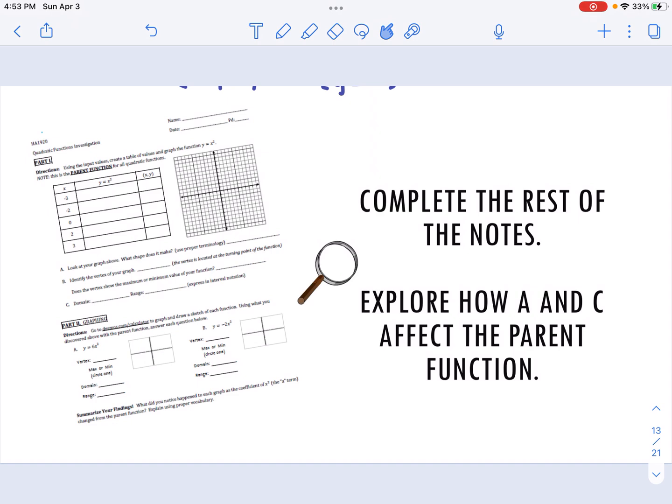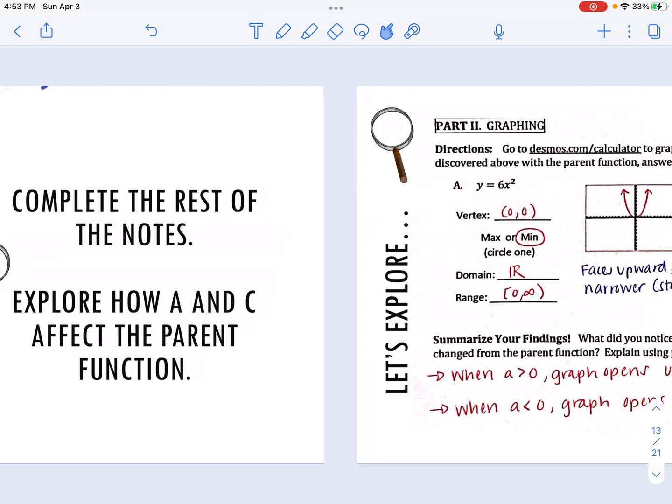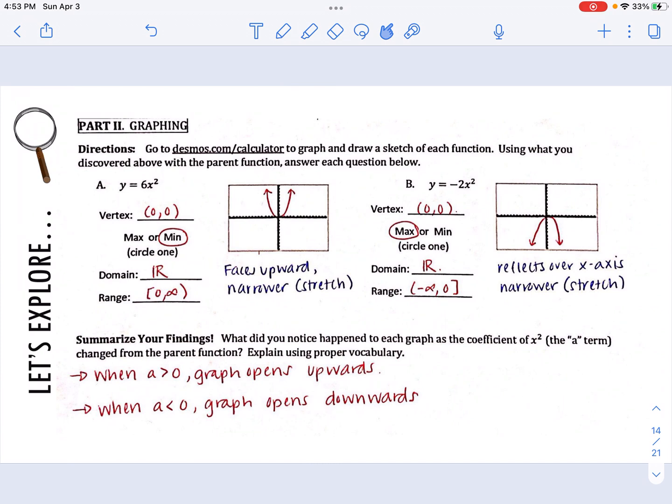All right, at this point, hopefully you've completed the rest of the notes. You're going to take a moment and actually take a look at how some of these values have affected our function. Now, on the first page here, we actually started to explore values of a, and you're going to see our vertex in the first example, y equals 6x squared, was 0, 0. It's a min value. Our domain is still all real numbers, and our range is 0 to infinity. However, we noticed that the graph faced upward, and it was more narrow. Remember, that's that vertical stretch, bringing our arms really high up above our head.